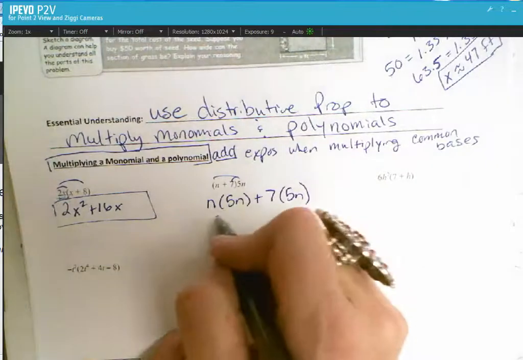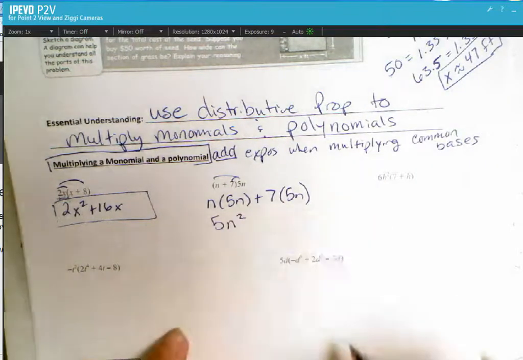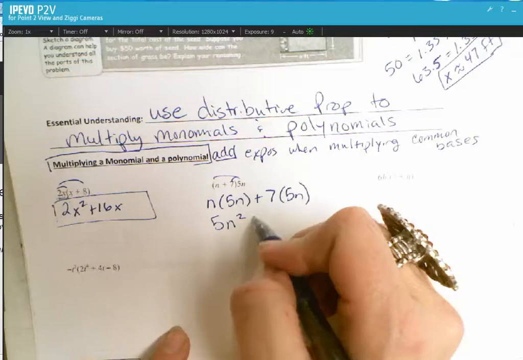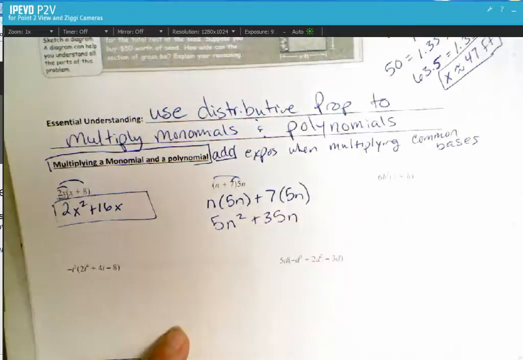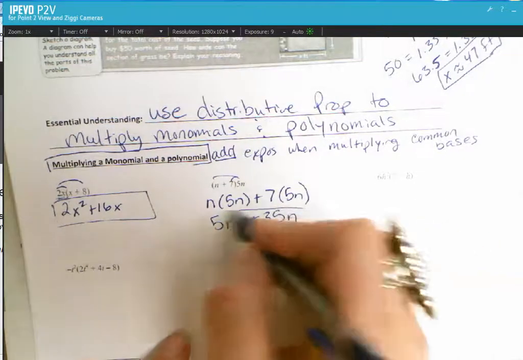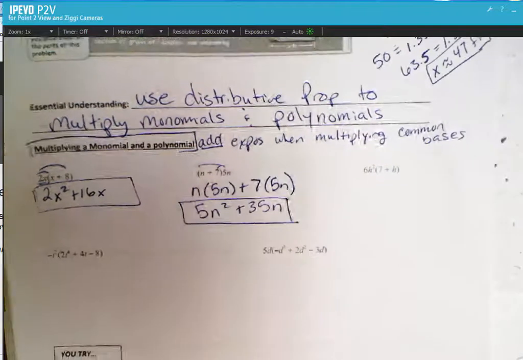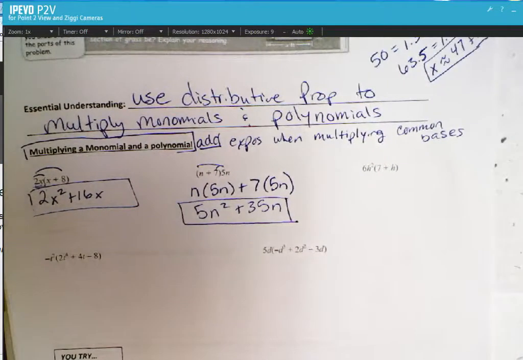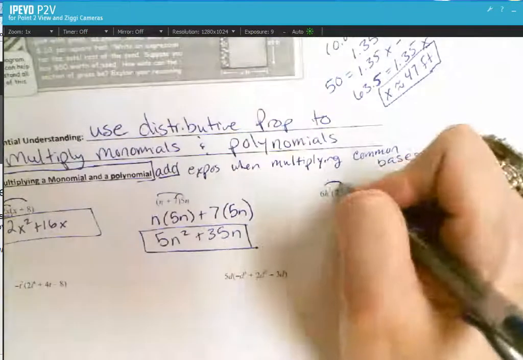5 times 1 is 5. n times n is n squared. 7 times 5 is 35. And n needs to come with it. We are in standard form because we're decreasing left to right with our exponent. Let's try another one. Let's do this one.